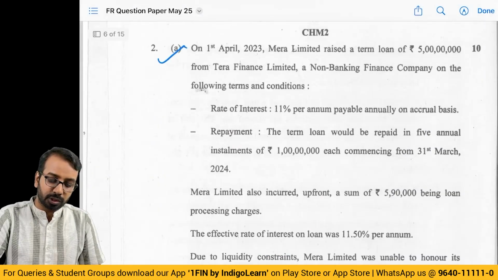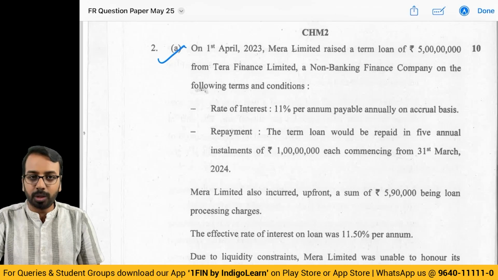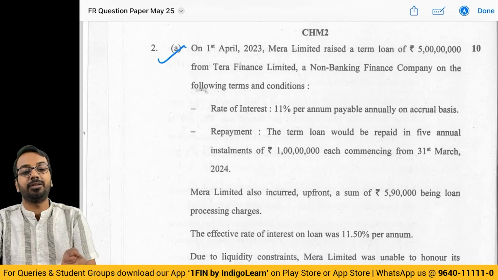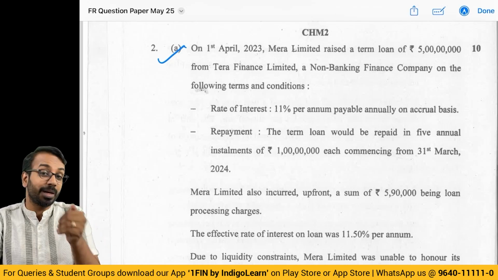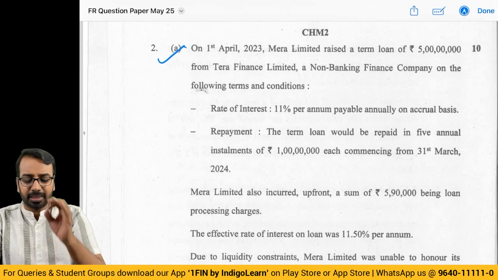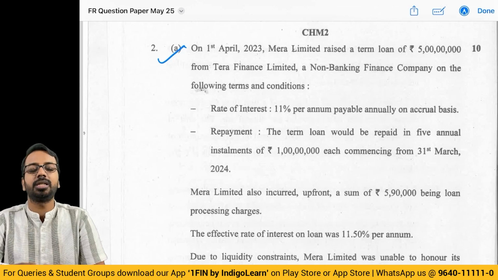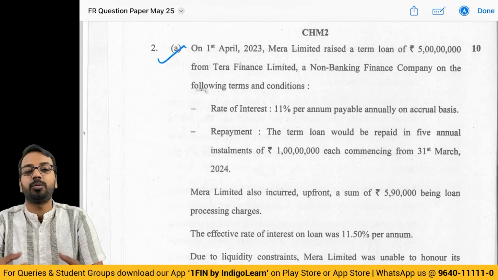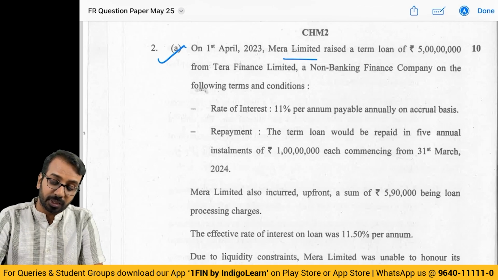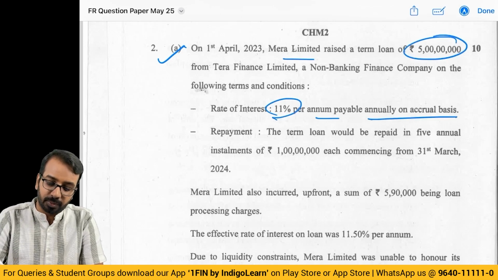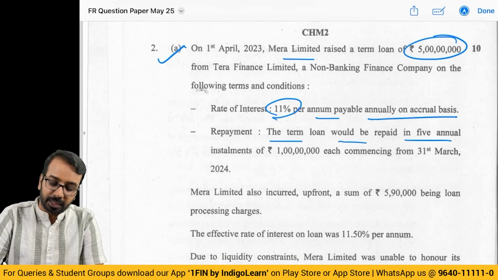This question was on modification of a loan. That is, you have to check whether you have to go for extinguishment accounting or modification accounting. Same question has been asked in the previous examinations also. So there is nothing new you have to be worried about here. Okay. 1st April they raised a loan of 5 crores, which will be paid 11% per annum on annual basis, and term loan will be repaid in 5 installments.